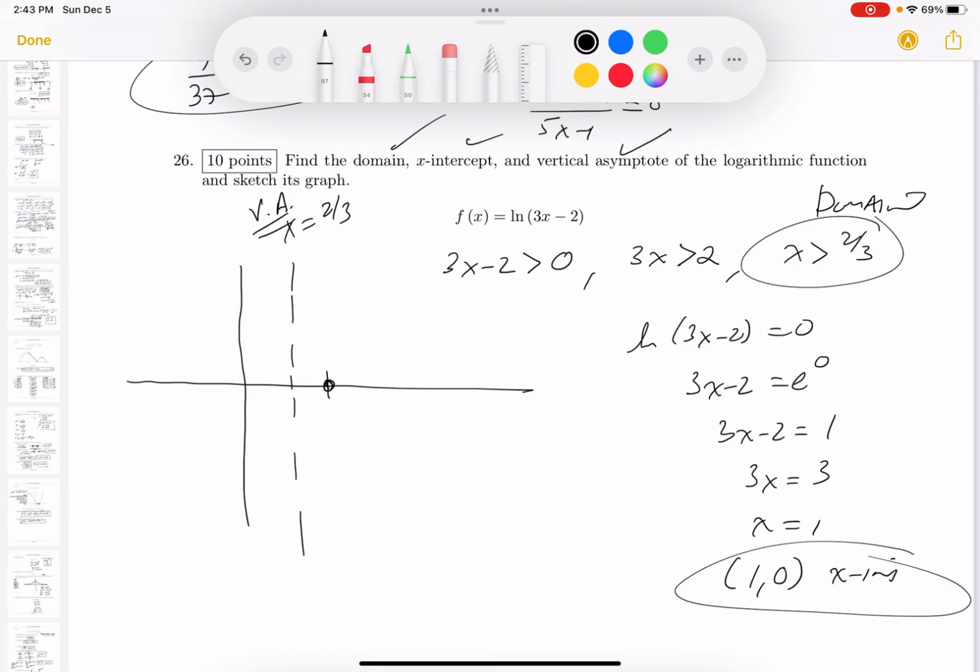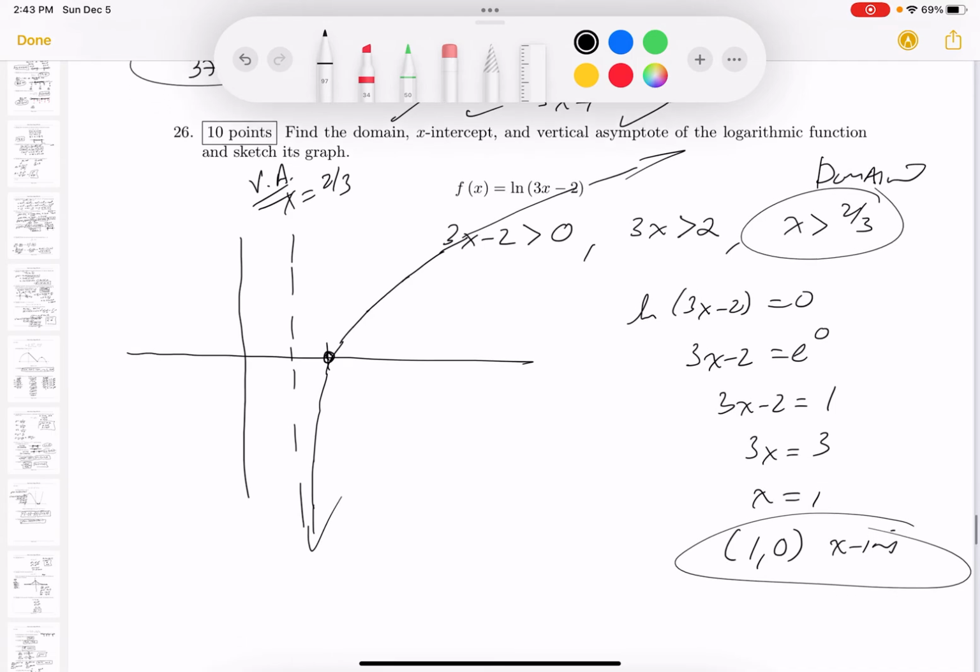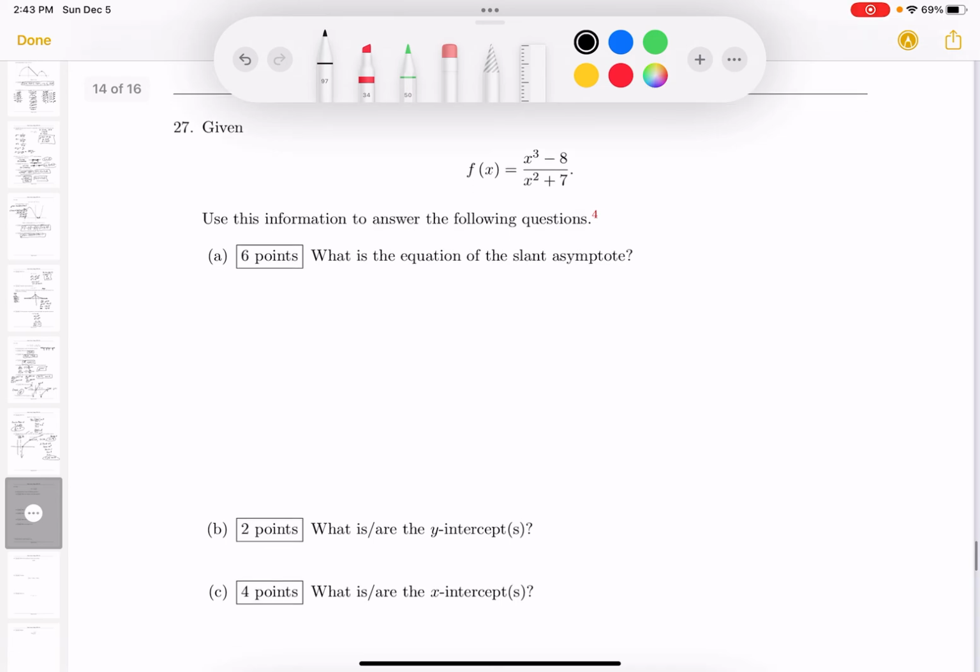And it says, and graph it. Graphing's pretty simple. Something like this over here. And again, it doesn't have to be perfect. Something that looks roughly like a log problem. All right, given this, what's the equation of slant asymptote?